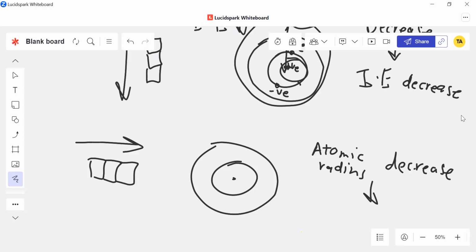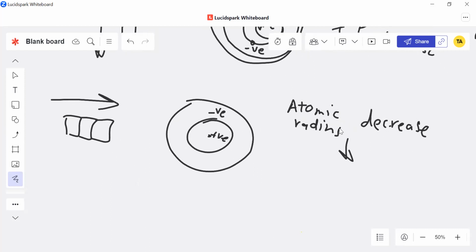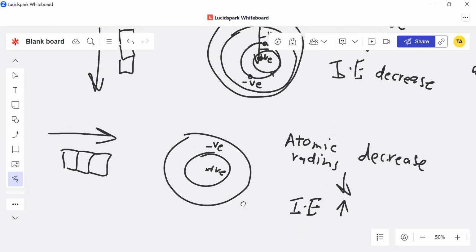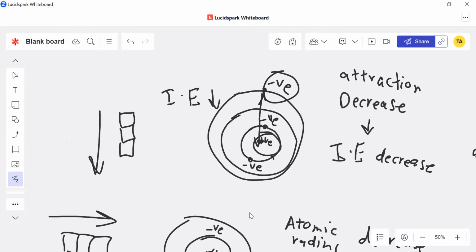The atomic radius would get smaller because of shielding effect, and the proton and the electron will have greater attraction. And because of this greater attraction, you would need more energy to remove an electron. So ionization energy across a period would increase. Ionization energy increases across a period, but decreases down the group.